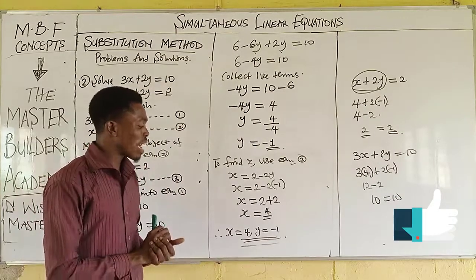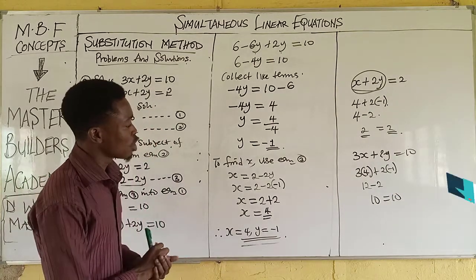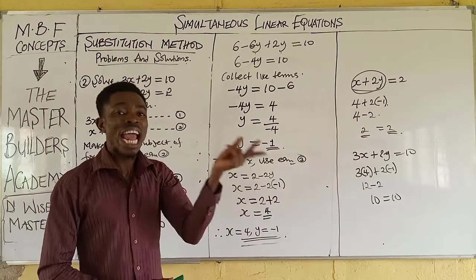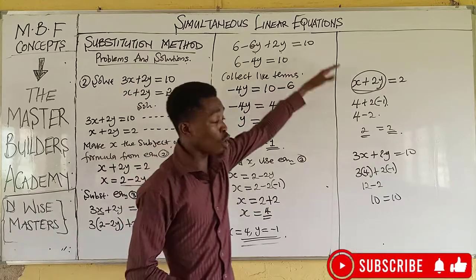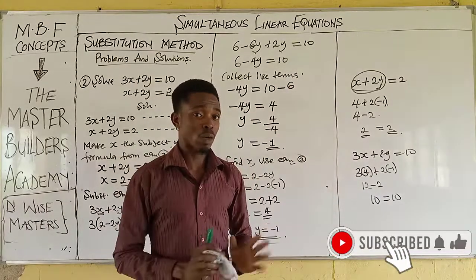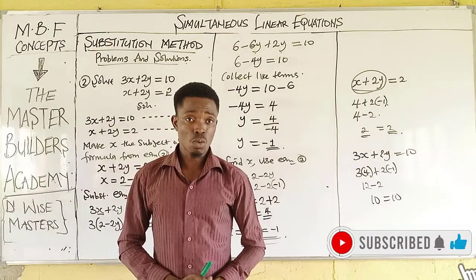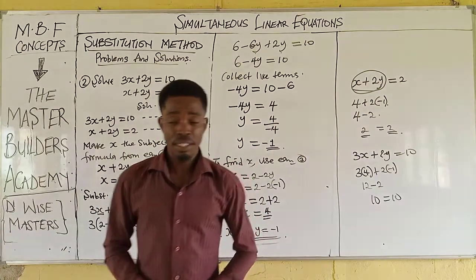So to know whether you are correct, anytime you have successfully obtained the value for the two unknowns, just substitute the values into any of the equations. You must not check it for the two equations. You can check for just one. Once it is valid for one, it will also be valid for the second one. So see you guys in question number 3.